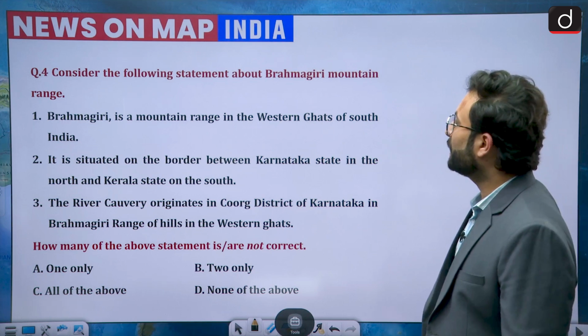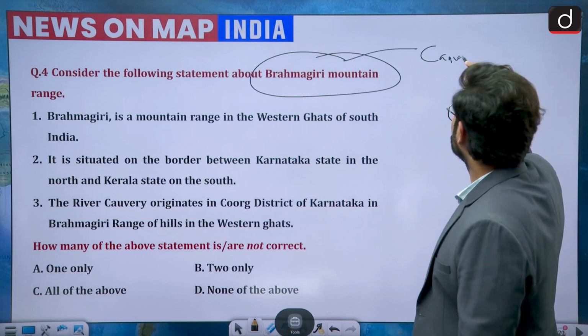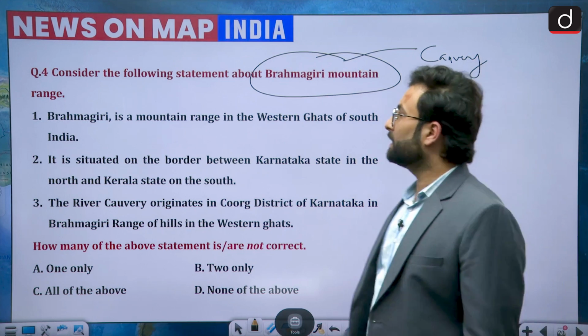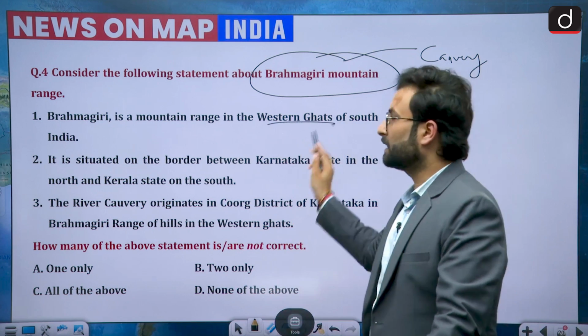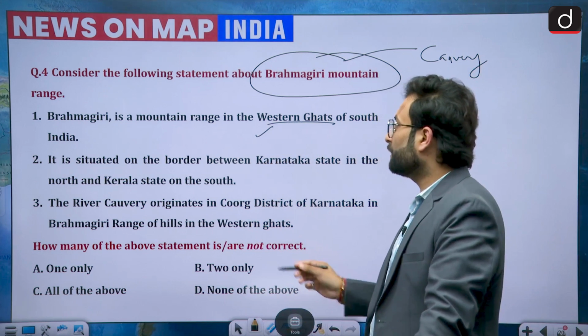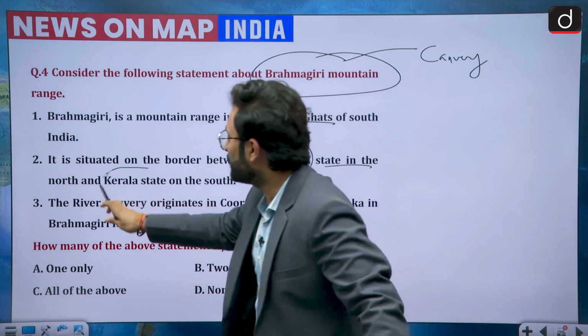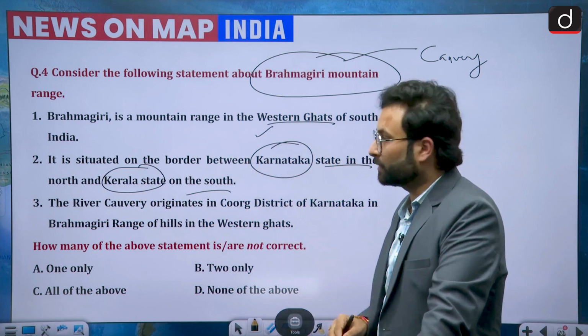Consider the following statement about Brahmagiri mountain range, which we have talked about for the Cauvery river's origin. Brahmagiri is a mountain range in the Western Ghats of South India. This statement is correct. It is situated on the border between Karnataka state in the north and Kerala state in the south. We will have a look at that.